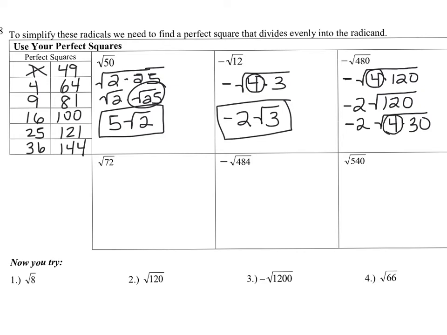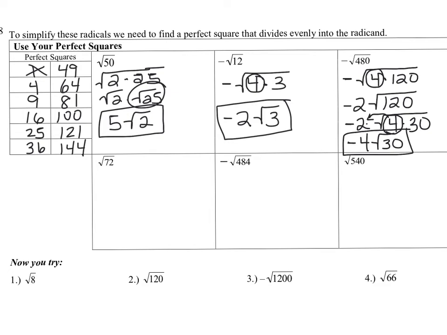The square root of 4 is 2. So I pull that out and I bring it out and I multiply it, because all this is multiplication. We multiply it together. So 2 times 2 is 4. So this would give me negative 4 square root of 30. Okay? So that's one way to do it.